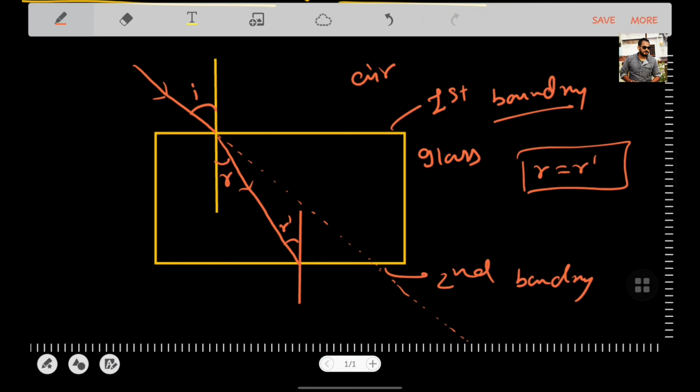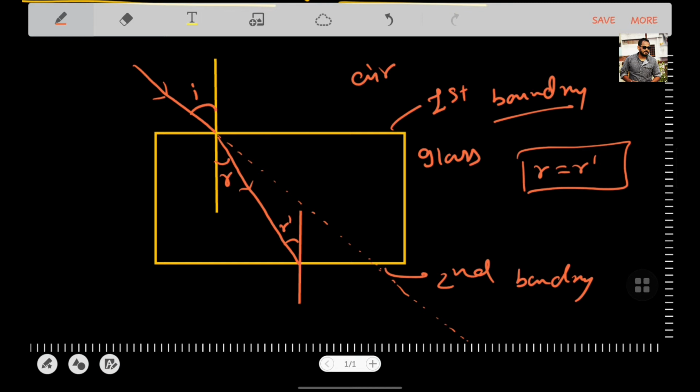Okay, so now the light ray is actually incident on the second boundary as r dash. So finally when the light ray goes out from the glass itself, the ray is not a refracted ray now, it will be the emergent ray. It will be known as the emergent ray, that is called e. Okay, so finally the light ray will go away from the normal just because now the light ray wants to escape from the denser medium to the rarer medium.